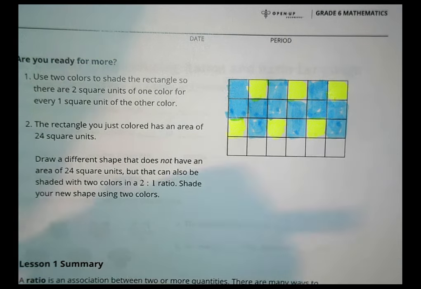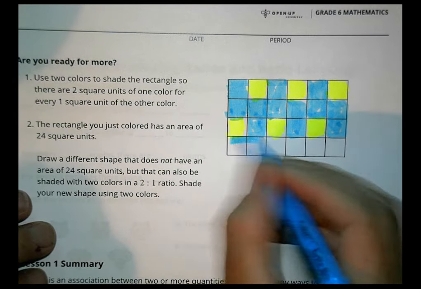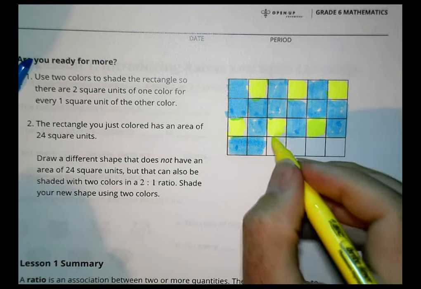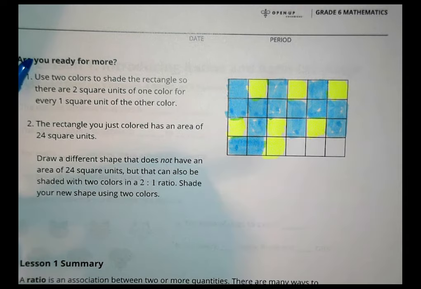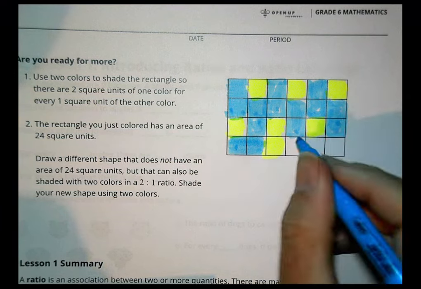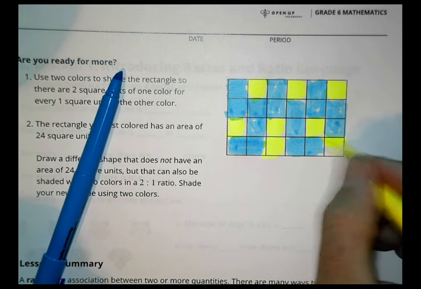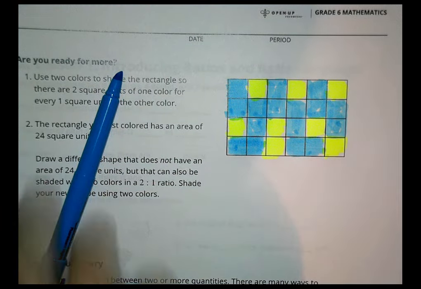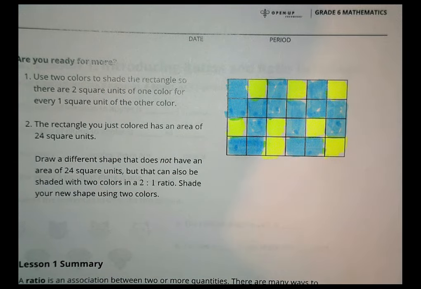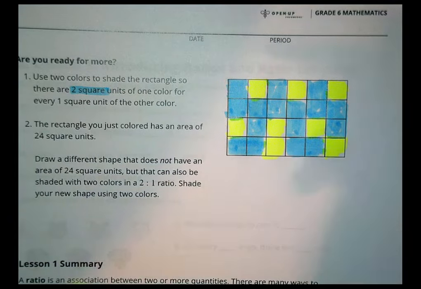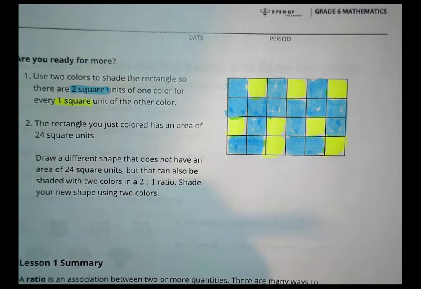Obviously I have some more space there, so I can go ahead and do 2 blue right here, which means I need 1 more yellow, and I need 2 more blue here, which gives me 1 more yellow. Okay, so using colors there, we divide that shape into 2 squares that are blue for every 1 square that is yellow.